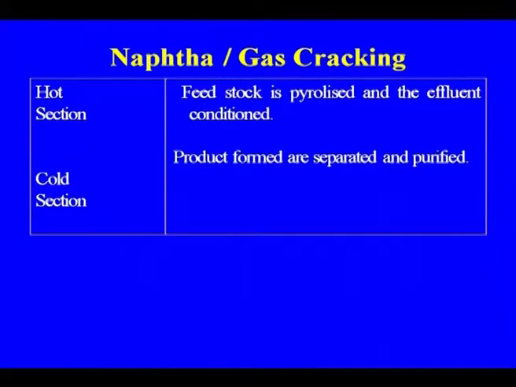There are two sections. One is the hot section, where the feedstock is pyrolyzed and the effluent conditioned, because a high temperature is required for the cracking of the feedstock. The effluent, the product you get from the hot section, is immediately quenched; we will discuss why we do the quenching. The effluent is conditioned, the heavier fraction is separated, and then the gases go for compression and for removal of impurities, meaning H2S, CO2 and moisture. After that they go to the cold section of the cracking plant, where the separation of the various streams takes place.